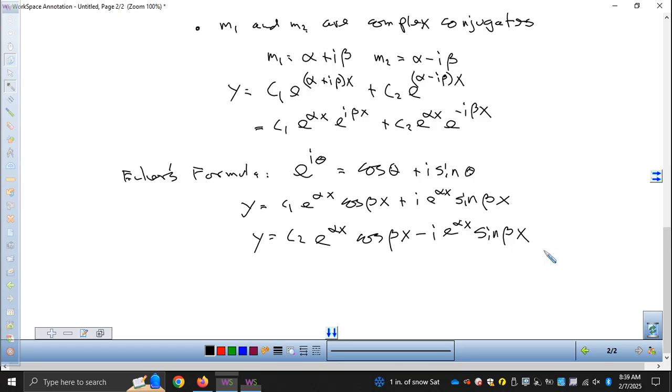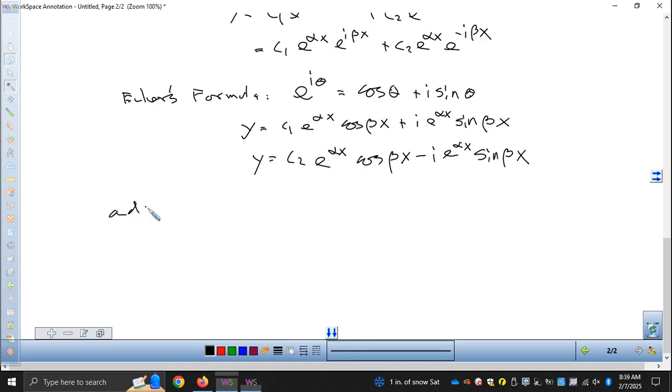So one solution, yes? Why do you divide by 2 rather than just moving it as part of, say, the constant? You could say it's part of the constant, but that's just the way I thought about it. We add and divide by 2, and we get y1 equals c1 e to the alpha x cosine beta x.